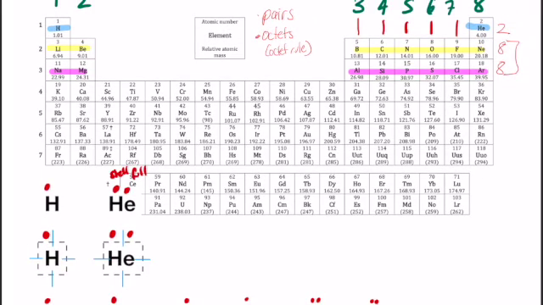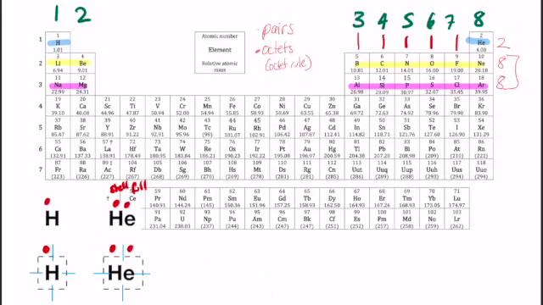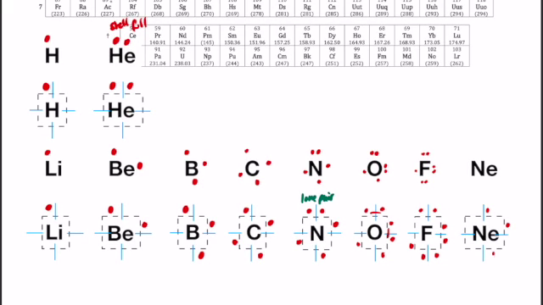Fluorine has 7 valence electrons. 1, 2, 3, 4, 5, 6, 7. You see now there are 3 pairs. And neon has 8 valence electrons. 1, 2, 3, 4, 5, 6, 7, 8. All 4 are paired up. All 4 sites.